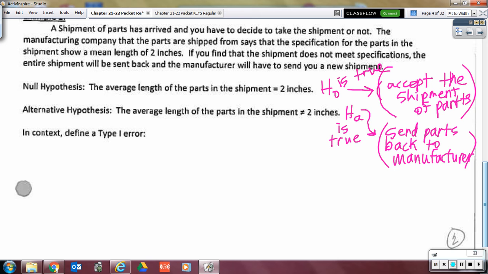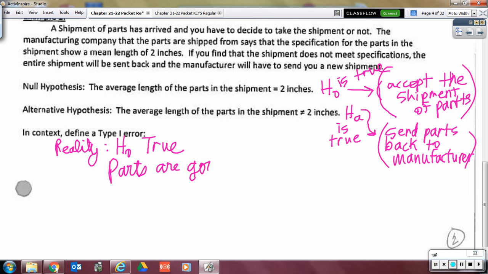All right, so here we go. In context, define a type 1 error. A type 1 error happens when the reality is that the null hypothesis is true. So what does that mean in context of this problem? The parts are good and we should accept the shipment.